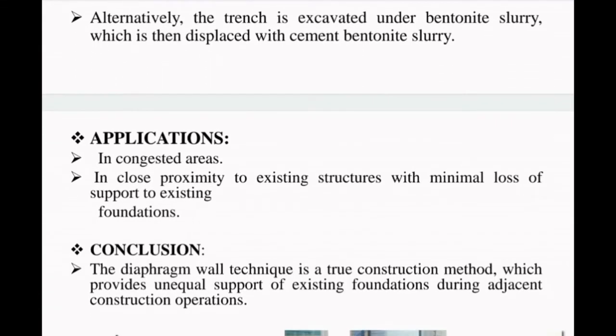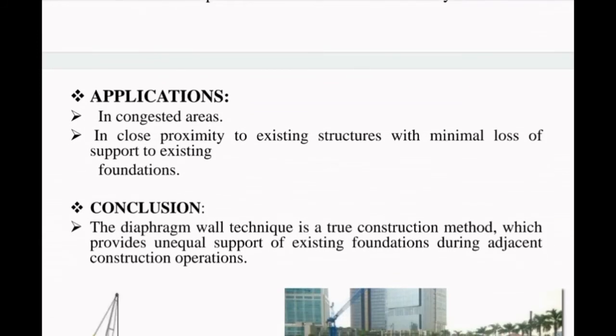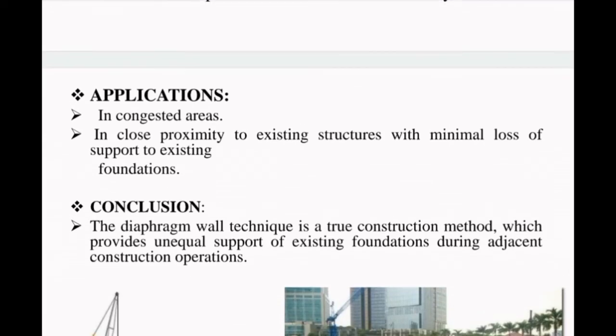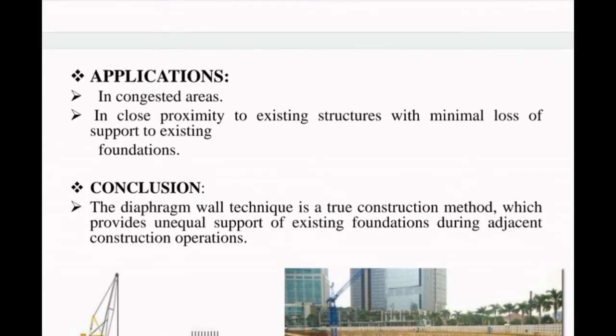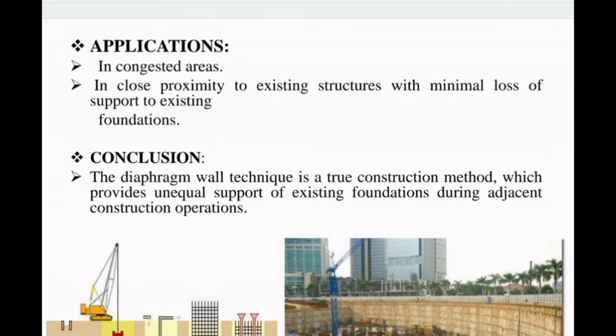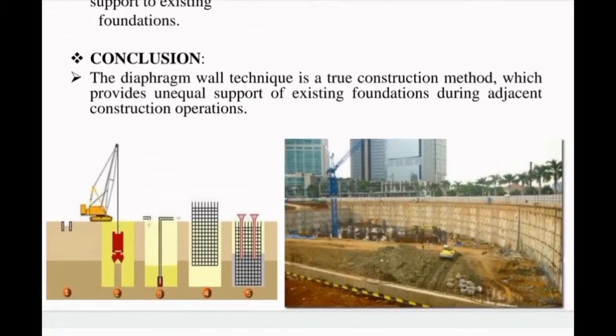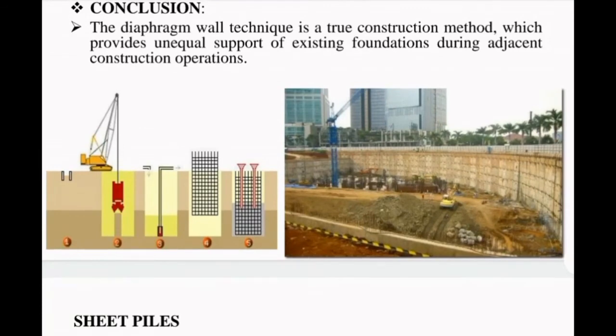And there are some applications. It's used in congested areas, in close proximity to existing structures, with minimal loss of support to existing foundations. So these are the applications of using the diaphragm wall in foundations. The diaphragm wall is a true construction method which provides continuous support of existing structures during adjacent construction operations. So this is the representation of the diaphragm wall.